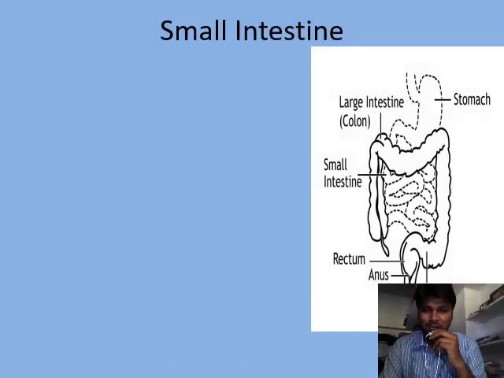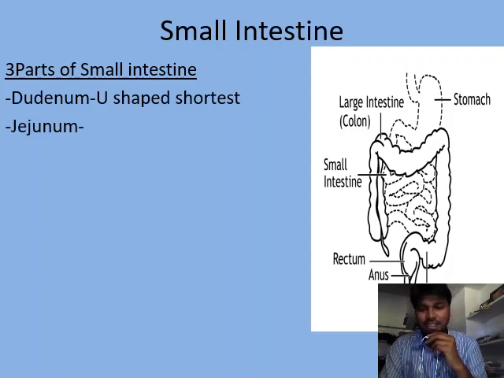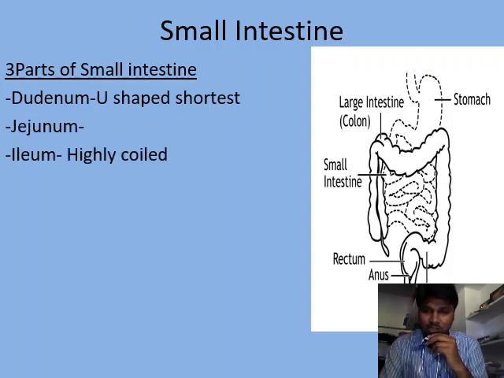The next part is small intestine. Small intestine is considered the most dynamic part of the digestive system because most of the digestion takes place here. Digestion of carbohydrates starts in the mouth and digestion of proteins starts in the stomach, but the actual chemical process takes place in this small intestine. Small intestine consists of 3 parts. The first part is called duodenum, the second part is called jejunum, and the third part is ileum. So let us see where they are located.